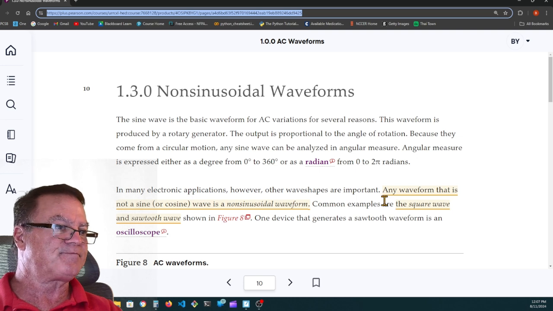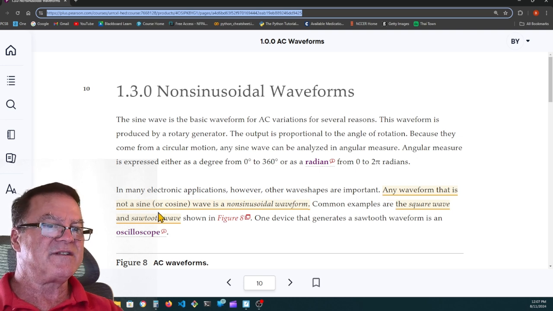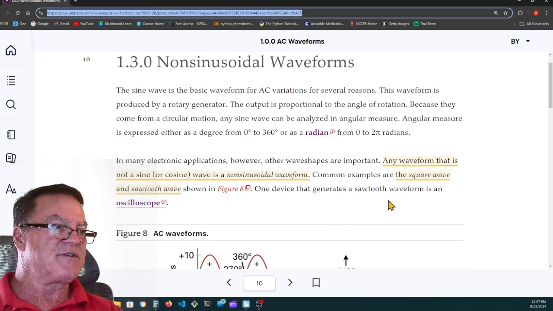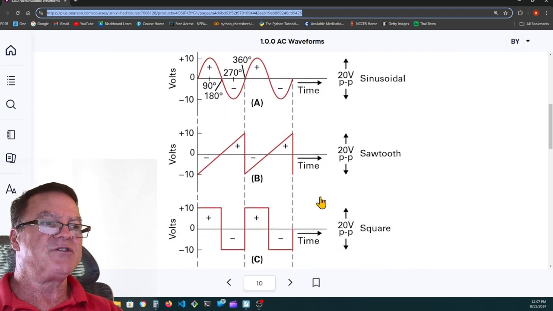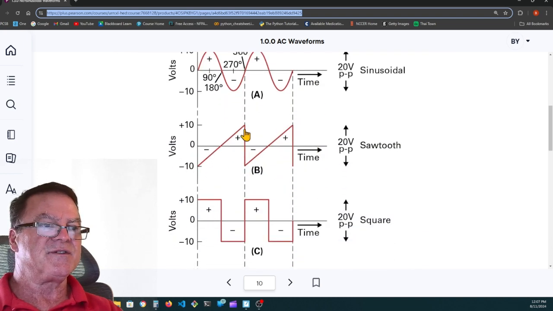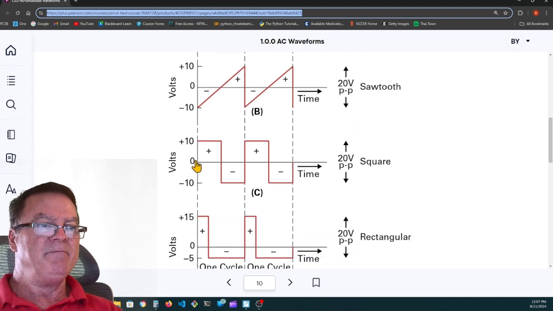Here's a highlight. Any waveform that's not a sine or cosine wave is a non-sinusoidal waveform. Common examples are the square wave, the sawtooth wave. So here's the sawtooth wave. You can see it has both positive and negative aspects of it, but it is not a sine wave. And here's a square wave with positive and negative.